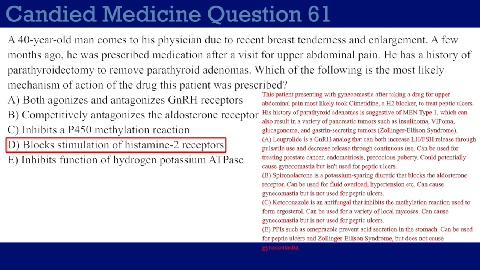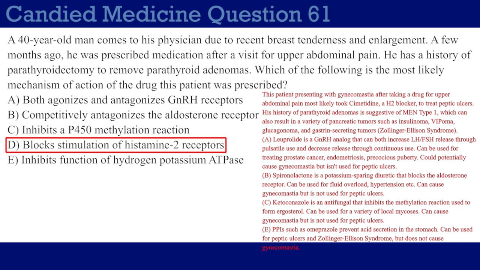Choice E inhibits function of hydrogen potassium ATPase. Again, I was just trying to be vague on purpose. This is, of course, referring to proton pump inhibitors. That's the proton pump. And, of course, they are also used for treating peptic ulcers, but in this case, they do not cause gynecomastia.